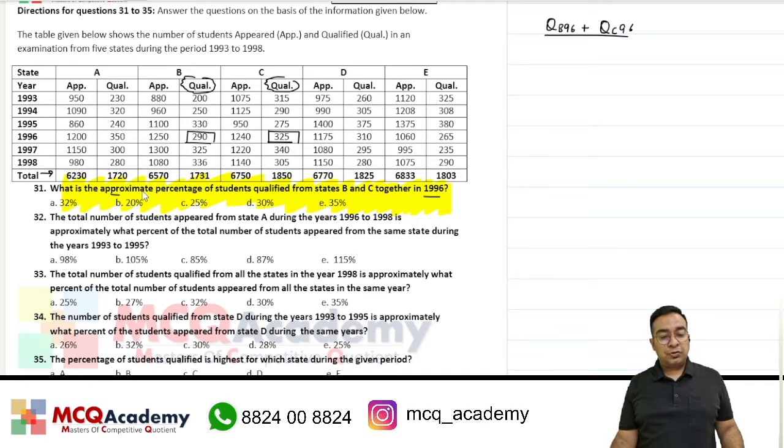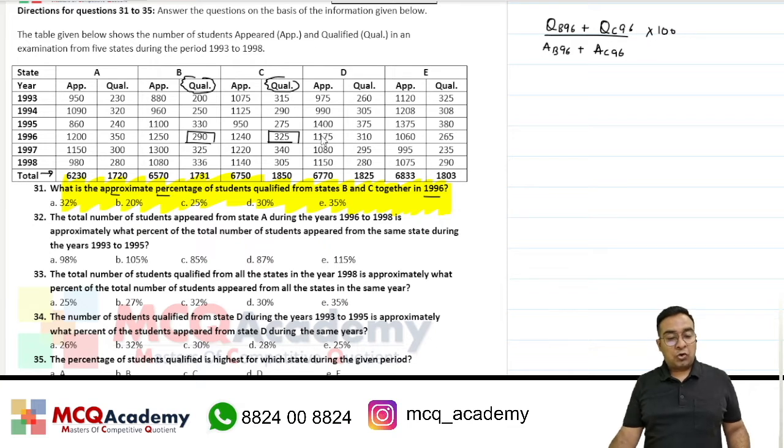क्योंकि हमसे यहाँ पे पूछा गया है percentage of students qualified. तो यहाँ पे total number of students appeared from B in the year 1996 and number of students who have appeared from C in the year 1996 and then multiplied this value by 100. तो qualified students का number देखिए कितना आ रहा है 290. B से in the year 1996 325 students qualified किए.